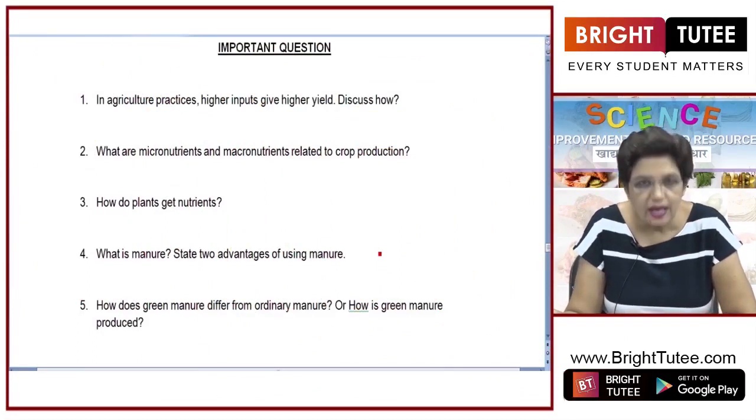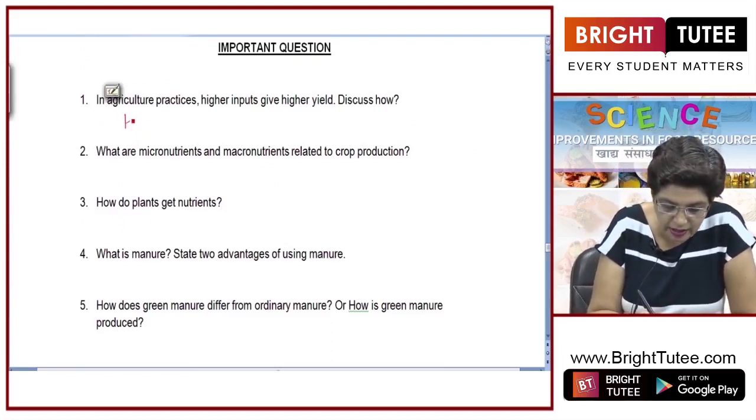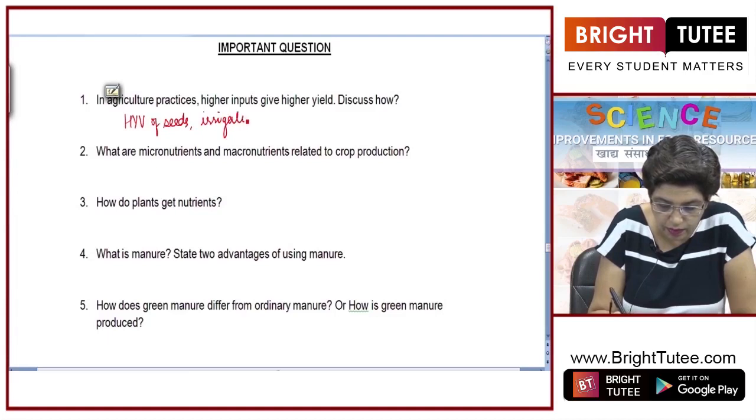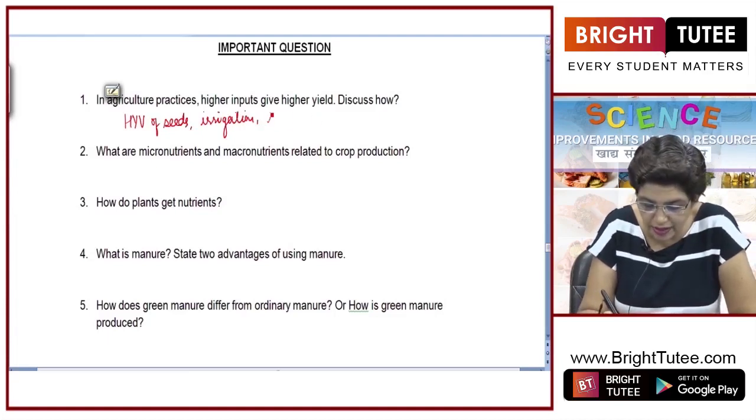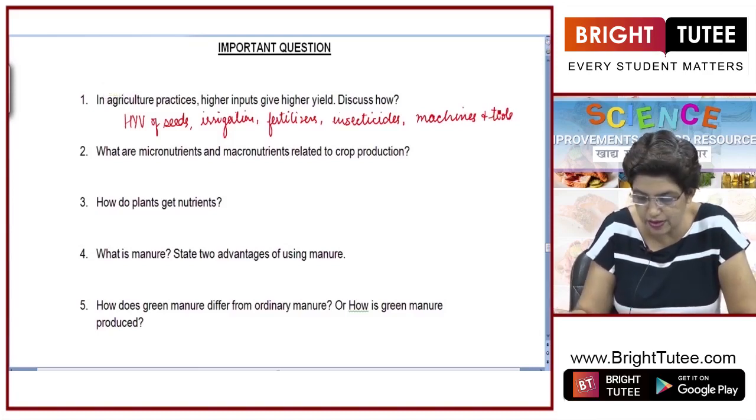Question number 1. In agricultural practices, higher inputs give higher yield. Discuss how. Agricultural practices need high yielding varieties of seeds. They also need irrigation. Then to improve the soil fertility, we need fertilizers and manure. Then during production, we need insecticides, pesticides. Apart from that, machines and tools are required for plowing, for harvesting and for other such activities.